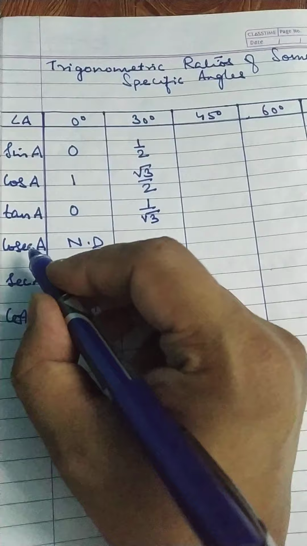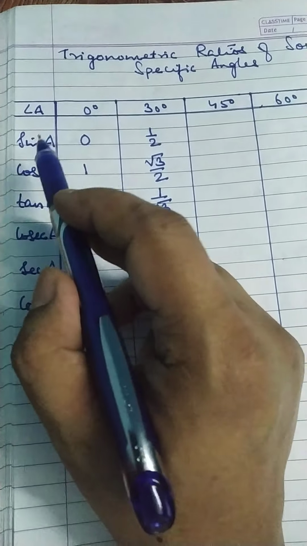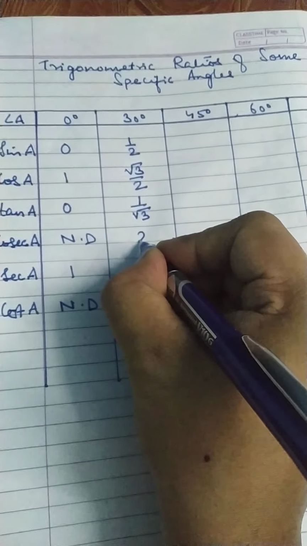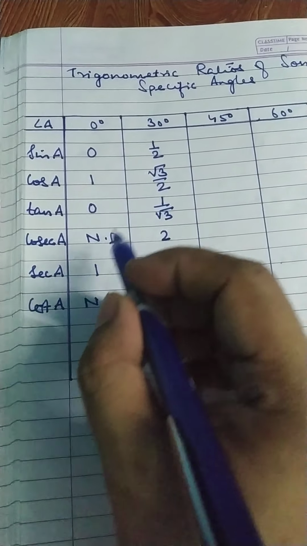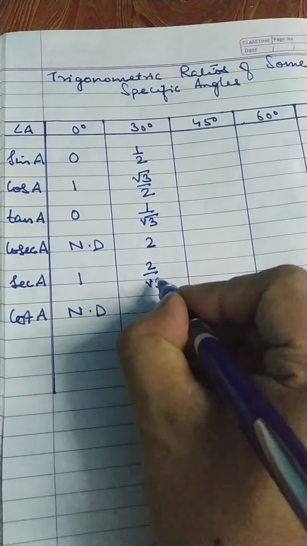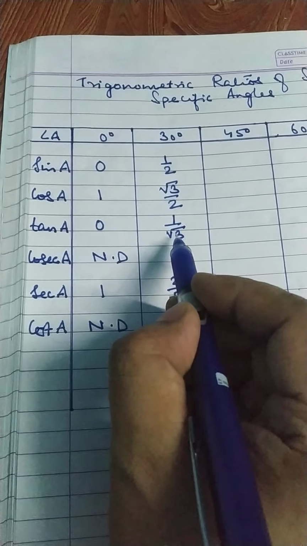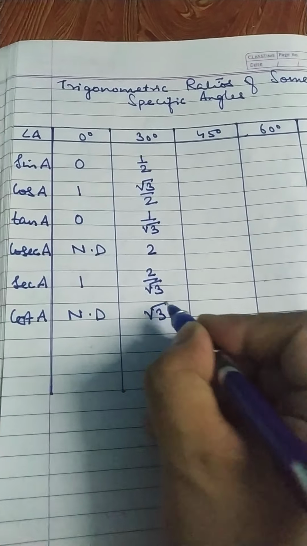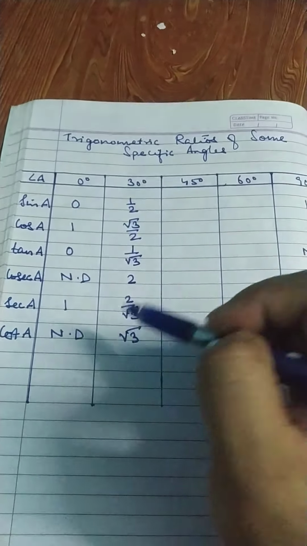Now we can write cosec 30. Cosec 30 is the reciprocal of sine 30, and the reciprocal of 1 by 2 is 2. Sec 30 is the reciprocal of root 3 by 2, so it will be 2 by root 3. Cot 30 is the reciprocal of tan 30, so the reciprocal of 1 by root 3 is root 3. So we have derived the trigonometric ratios for 30 degree.